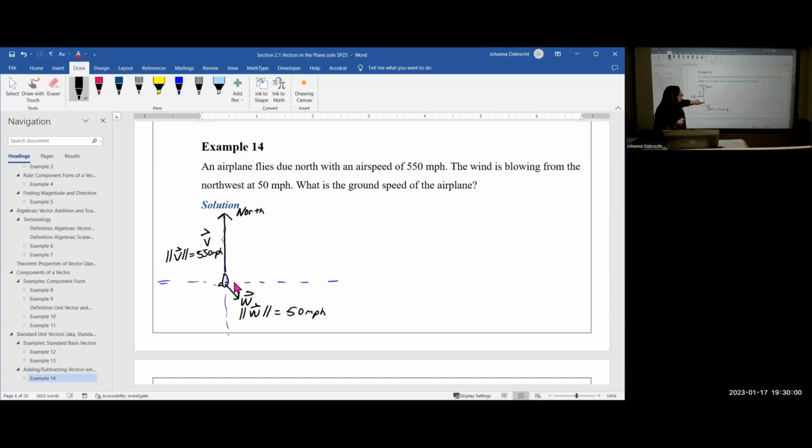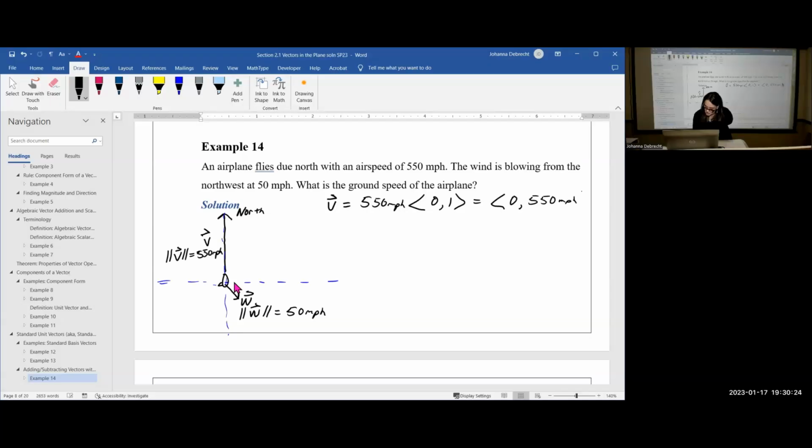Okay, well, what would a unit vector going straight up be? Well, the unit vector is j hat, 0, 1, right? So vector V would be 550 miles per hour times 0, 1, which is going to give me 0, 550 miles per hour. Okay? So that is my vector representing the plane's motion.